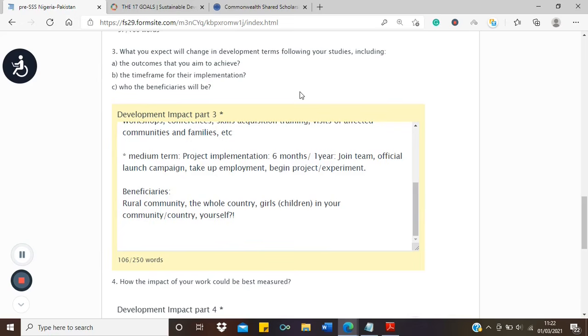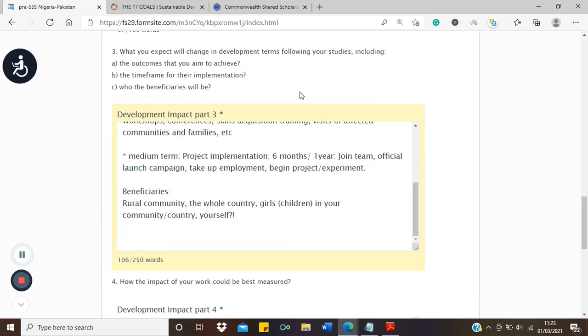Rural communities, children or girls in my country, or the whole country as a whole, or both human beings and animals living in this environment. So who is going to benefit from this thing you're doing? Because this scholarship in the first place is about altruism. So they intend to equip you so you equip others. They want to help you sponsor your masters in a UK university, so you go back home and help the community.